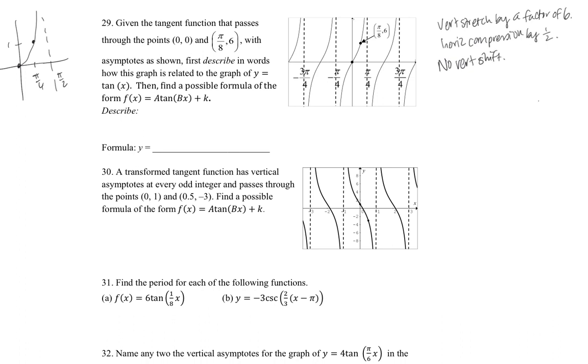So it should be 6 tangent, and then another way to think about it is that the period is now pi over 2, but the usual period for tangent is pi. So the period is equal to pi over 2, but the usual period is pi, so it's going to be pi over b is equal to pi over 2, which means b equals 2. So it'll be 2x, and then plus k is 0.